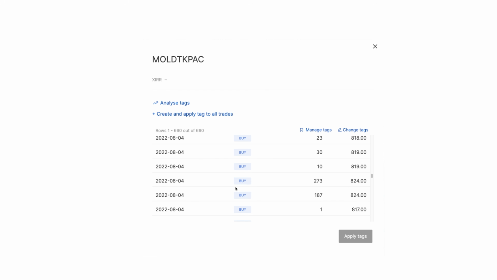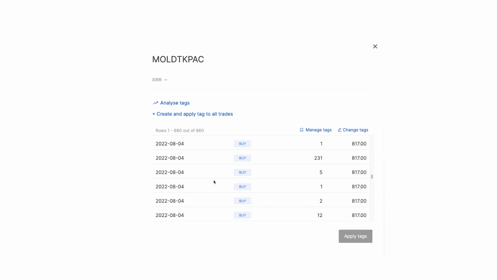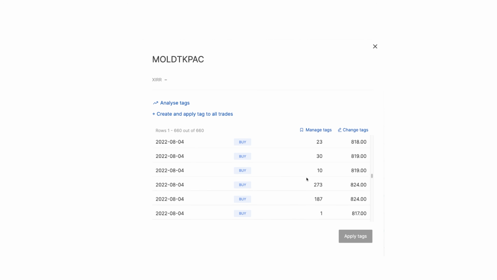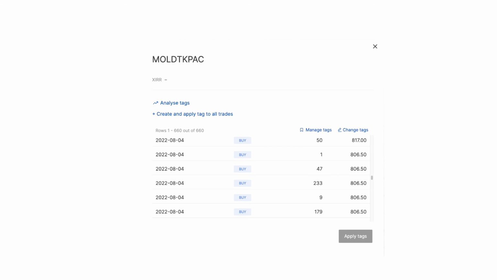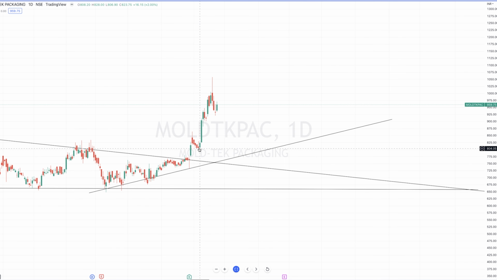Okay, this is the 4th of August, when the price was a little volatile. So I bought it around 819.24. I think I bought it around 806 also. Yeah, so 806 is the last buy from me on the 4th. So after this day I did not buy.